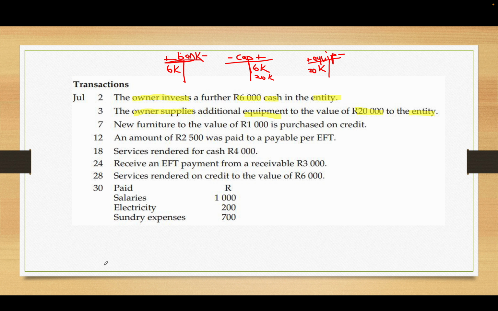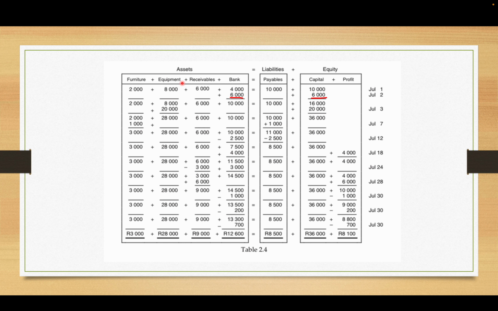So there we go. Let's see it now. It increases our capital by 20k, that's under equity, and it increases our assets by 20k. So equipment 20,000, 8 plus 20 will give you 28. Increases assets by 20k, and then owner's equity was increased by 20k. So 16 plus 20 is 36.